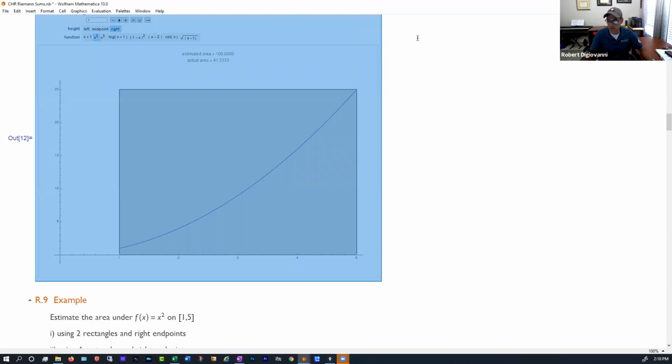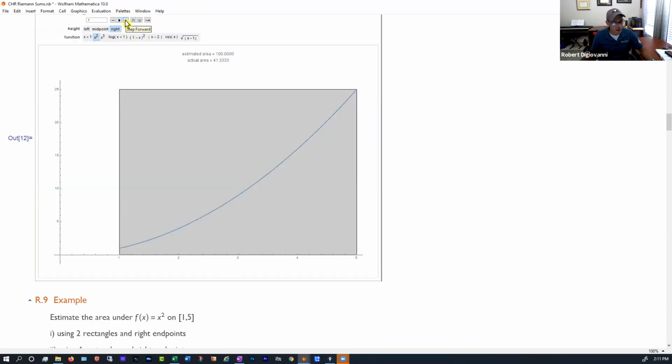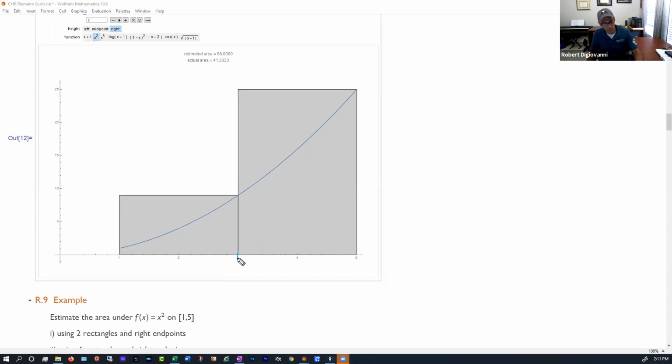Hey, stop. What's going on here? I could do 2 rectangles. Okay. So instead of 1, I go halfway. I go up, over, down, up, over, down. That's a better approximation, right? Because I have less error.